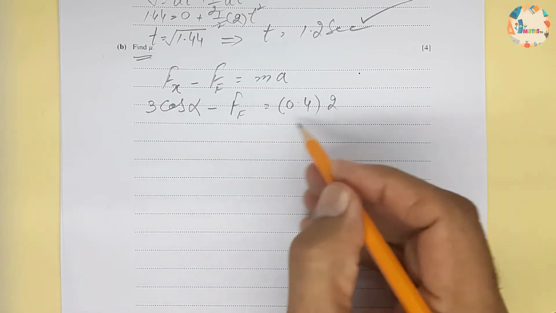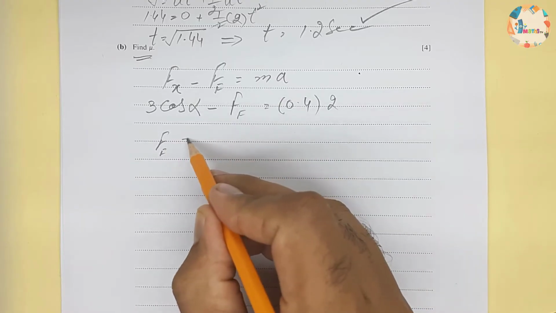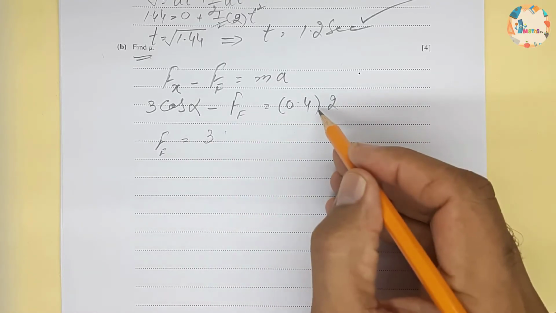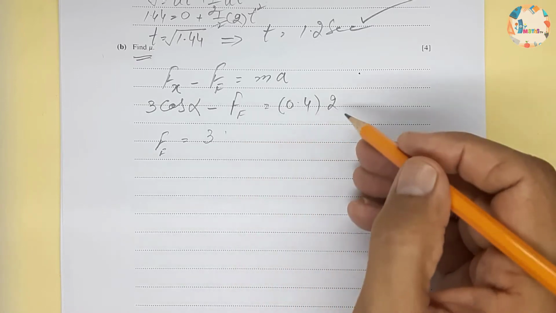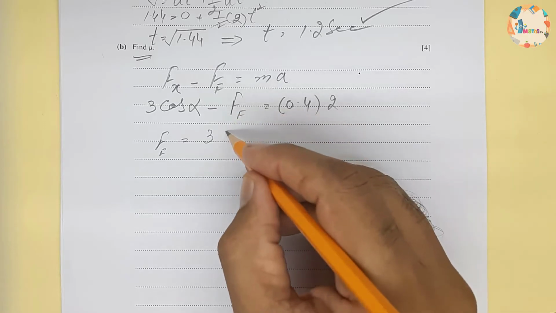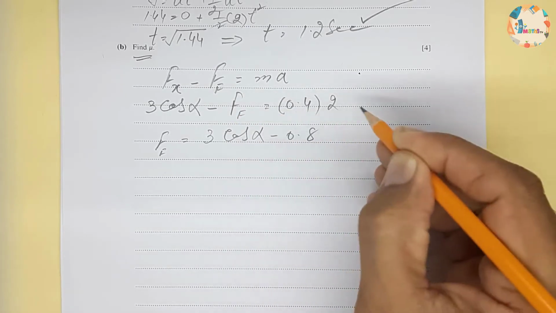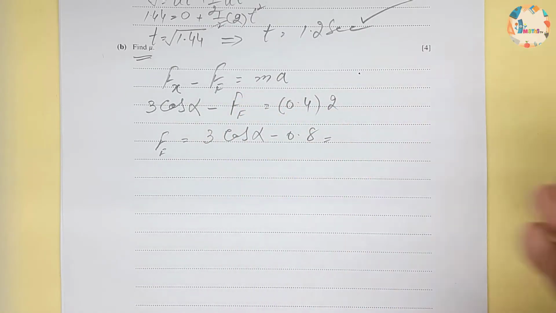Now we can shift F to the other side. So the force of friction will be equal to 3 cos alpha minus 0.8. We have shifted this to this side and this one to the other side. So we can calculate this.